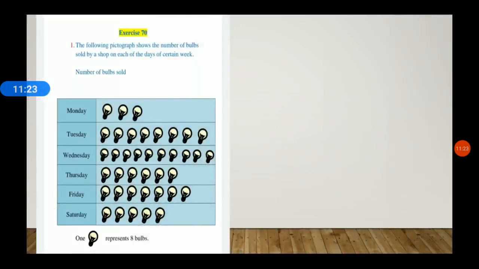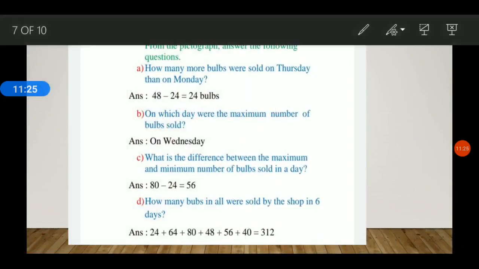So we have to find the difference between the maximum and the minimum. And difference means subtraction. So we will subtract 80 minus 24 and the answer will be 56.